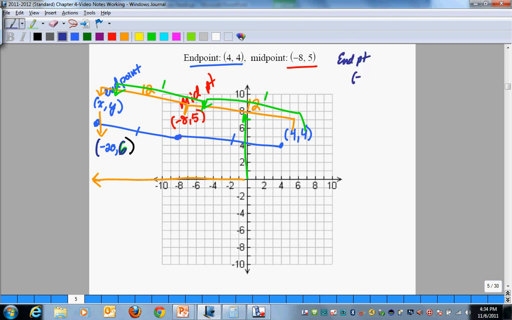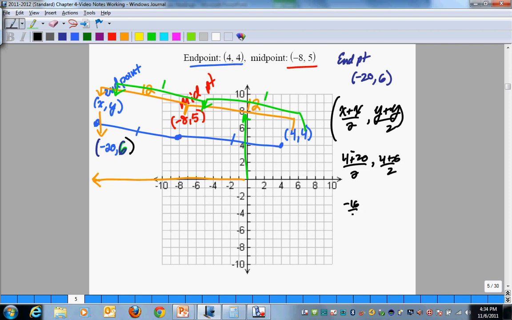The easiest way to check this is to simply put it in the midpoint equation. Midpoint equation, you average the x's, divide by 2. You average the y's, divide by 2. Let's check that. 4 plus -20 divided by 2, comma, and 4 plus 6 divided by 2. This is going to be -16 over 2. This is 10 over 2. And this is -8, 5, which is your actual midpoint. That is your check.